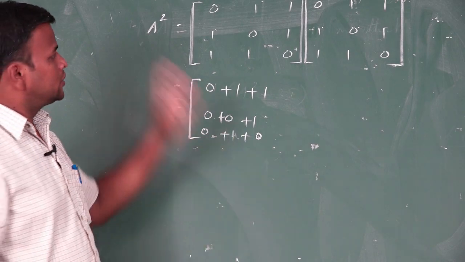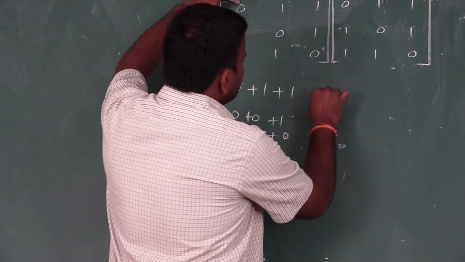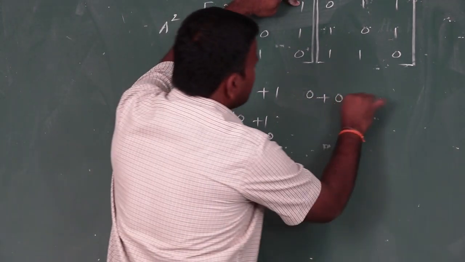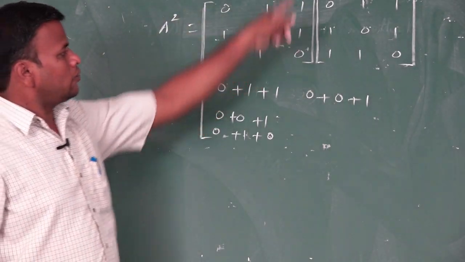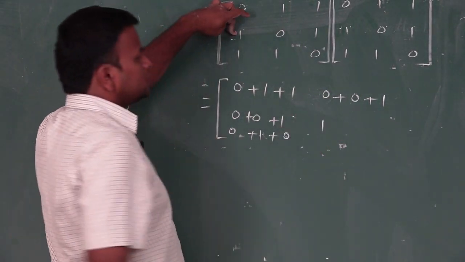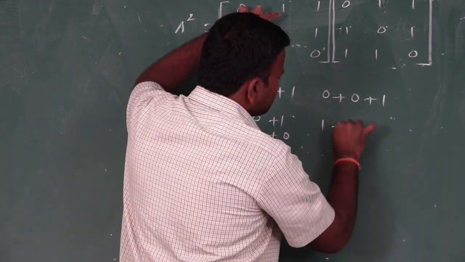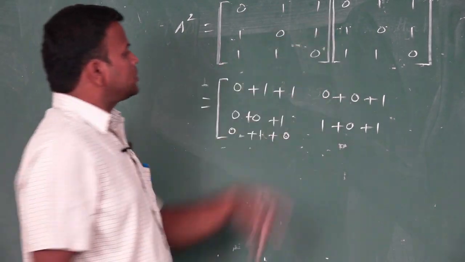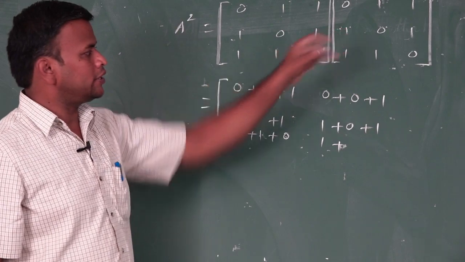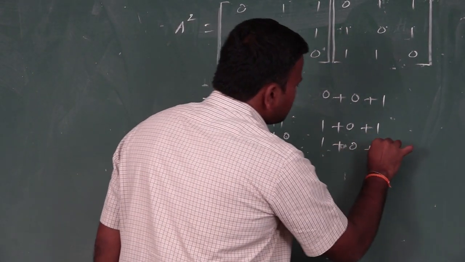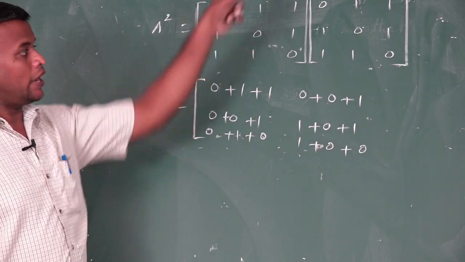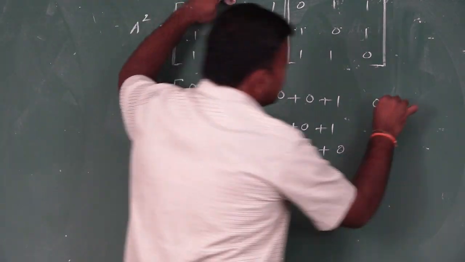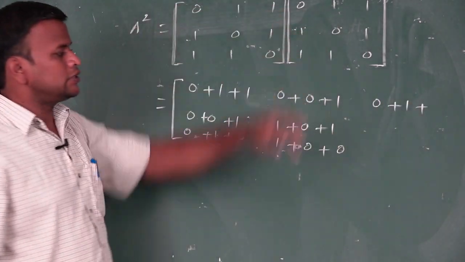Next, first row, second column. 0 into 1 is 0. 1 into 0 is 0. Plus 1 answer, 1. Second row, second column. 1 answer, 1. 0 into 0, 0. 1 answer, 1. Second row, third column. 1 ones are 1 plus 1 into 0, 0 plus 0 into 1 is 0. Now first row and third column. 0 into 1 is 0 plus 1 ones are 1 plus 1 into 0 is 0.